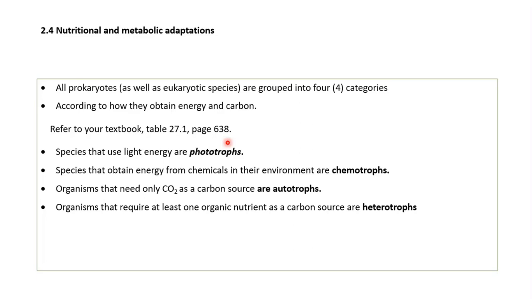You can see that heterotrophs and autotrophs are grouped according to how they obtain their carbon, not their energy. Phototrophs and chemotrophs are the ones grouped according to how they obtain their energy. So you might have to pay closer attention to that detail. Only phototrophs and chemotrophs are grouped according to how they obtain their energy.